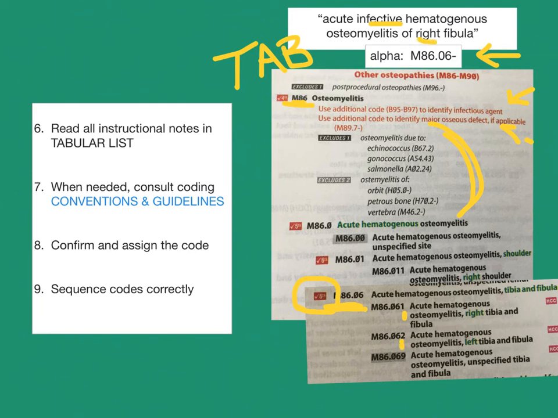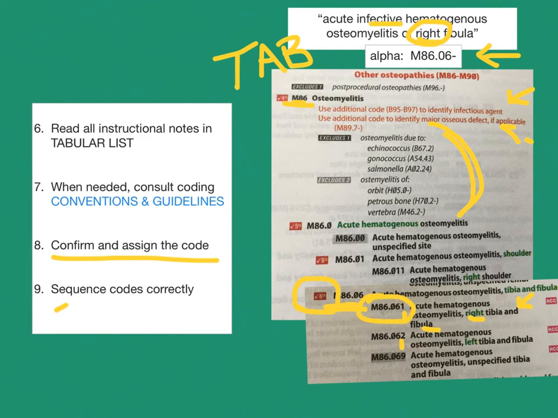Our documentation mentions right fibula. Remember that "and" in the tabular list means "and/or." So it could mean tibia and fibula, or just the tibia, or just the fibula. And in this case, we just have the fibula, so we're okay. So our final code here that we are going to confirm is M86.061. This will be our final code.